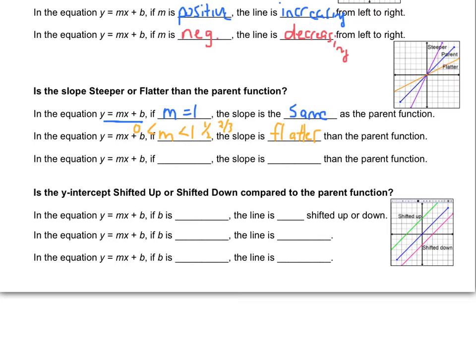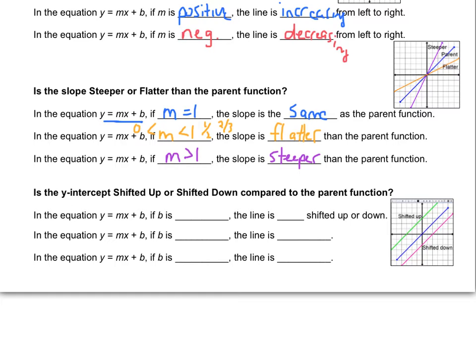The other kind that you will see is if m is greater than 1, so m could be 2, m could be 3, or whatever, then the slope will be steeper than the parent function, steeper. And you can see that this is a steeper line that's positive. It's going up from left to right, but it's steeper because the slope is greater than 1.